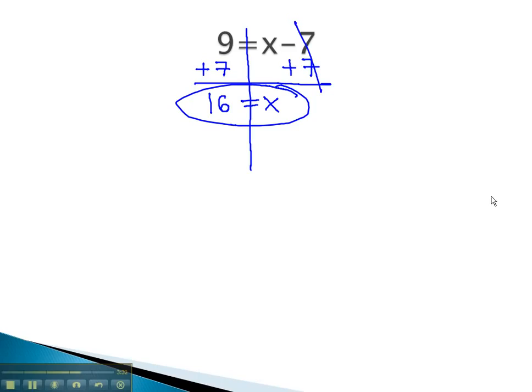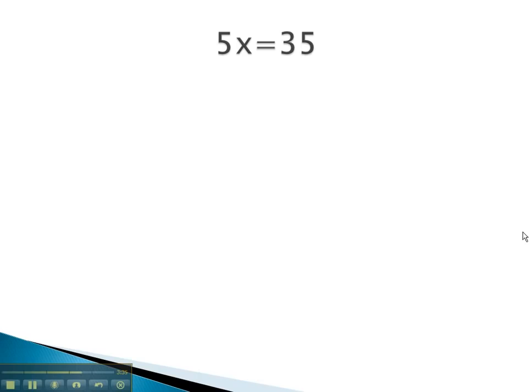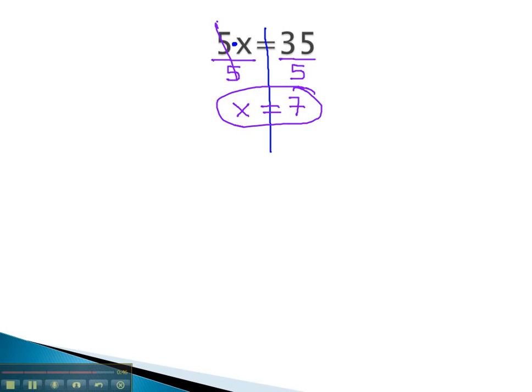Let's try another example. Here, we have 5x, which means 5 times x equals 35. Again, we will balance through the equal sign, but to undo multiplication, 5 times x, we must use the inverse or opposite operation, which is to divide. We want to divide by 5 so that we leave the x behind. Again, we will do the same thing on both sides of the equation. The 5's divide out, and we are just left with x equals 35 over 5, or 7. This is what x equals in the equation.